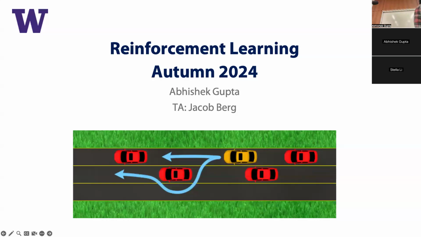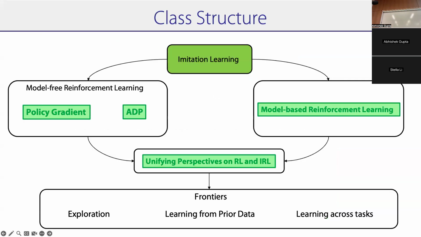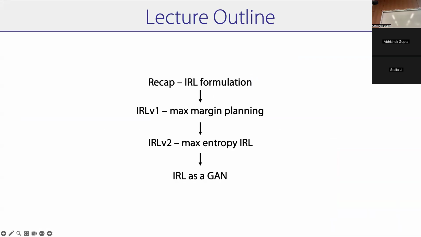Let's get started. Okay, so today we are gonna cover more inverse RL. So last time we talked a little bit about what the formalism is. We're gonna recap that, and then we're going to go into two basic ways of doing inverse RL. First is max margin planning, and the second is maximum entropy IRL. And then we're going to try and show how max entropy IRL is very, very closely connected to generative adversarial networks or GANs. So that's going to be our outline for today.